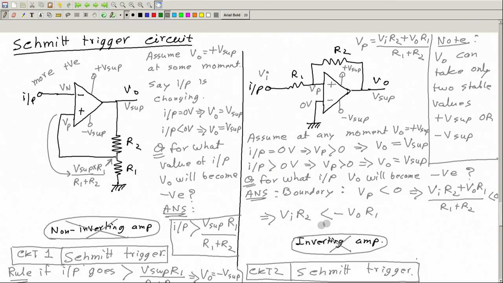So from this I can write VI is less than minus VO R1 by R2. This is the boundary condition. And what is the value of VO at this moment? V supply. So I can write this as V supply. This is the boundary condition. If you make VI lower than this, then the output will go from positive to negative.